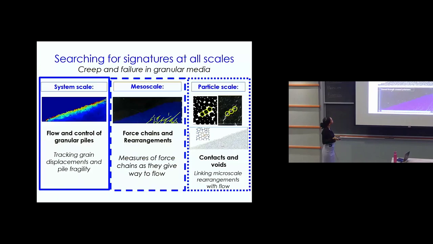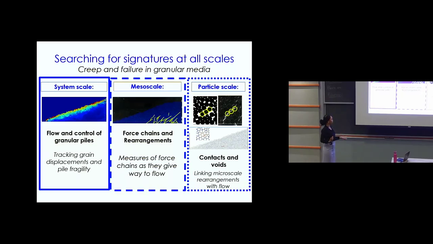Using these images, we're able to look for signatures or precursors to creep and failure at different scales of our system. I'll talk you through the information that we get at the grain scale, intermediate scale, and system scale that allows us to explore what ultimately causes creep and failure in granular systems. With the photoelastic imaging technique, it's really nice because we're able to pair kinematic information with dynamic information, as well as tracking geometric signatures that are present in our granular system.